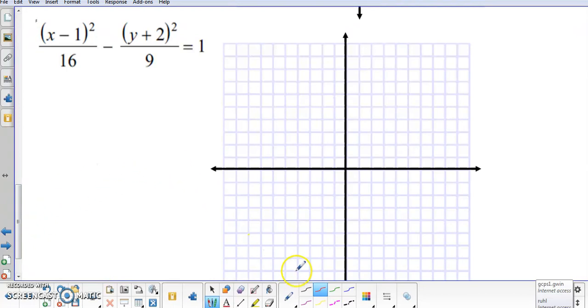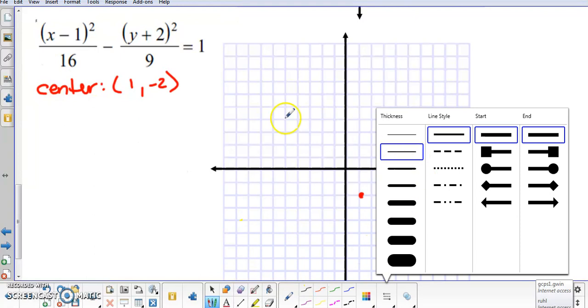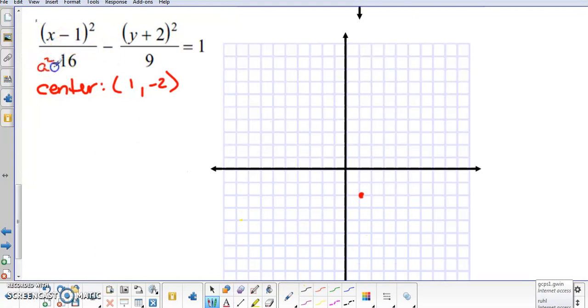Last one of this style, where my center is going to be at 1, -2. And here, my a squared is on the left, just like it was before. So I've got a squared equals 16, and then here I've got b squared equals 9. So that means a is going to be 4, and here b is going to be 3.